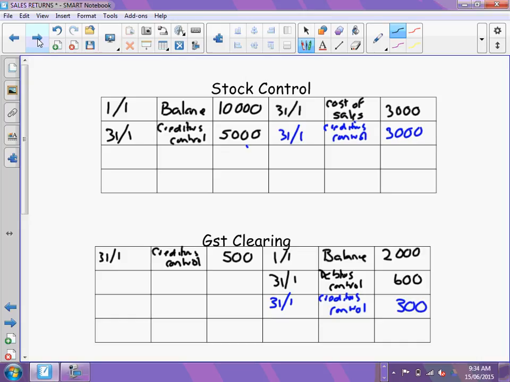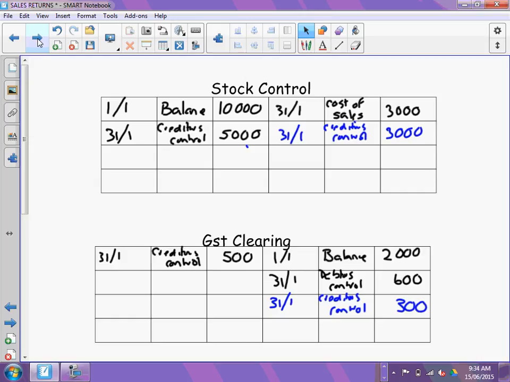These are the same T accounts, so you don't have to redraw them. These are the same T accounts that we did last week. Okay, so find your old T accounts. We're going to add them into here so you can see the effect. I'm going to do it in a different colour so you can see. We're going to have to draw up one new T account.